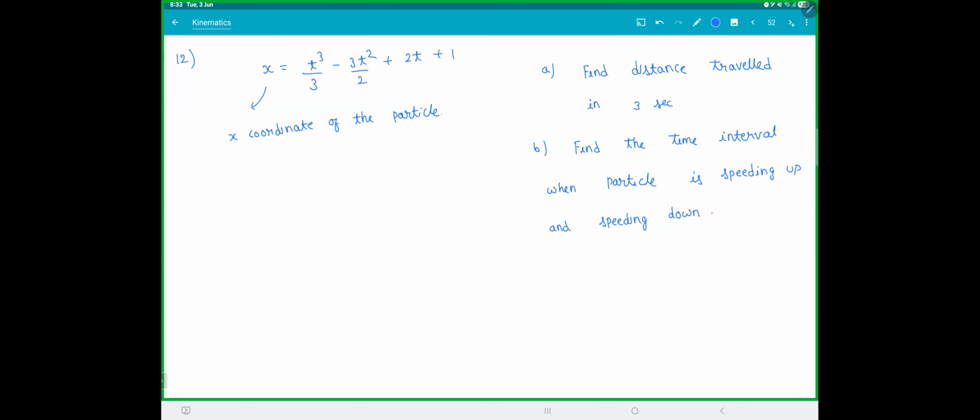Let's see how to do this. So we have a position of a particle which is t cubed by 3 minus 3t square by 2 plus 2t plus 1. Find the distance traveled in 3 seconds. This particle is going in one dimension on the x-axis. And find the time interval when the particle is speeding up and speeding down. Time interval, right, Vanshika? I'm not asking for how long it is accelerating. First, get the A part, everyone.